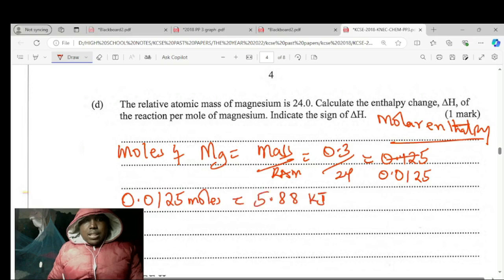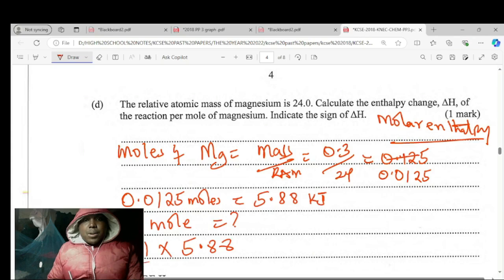Now, what about 1 mole? Because molar means for 1 mole. So we will ask, 1 mole will produce how much? So it is 1 times 5.88, you divide by 0.0125. This one gives us 470.4 kilojoules per mole.